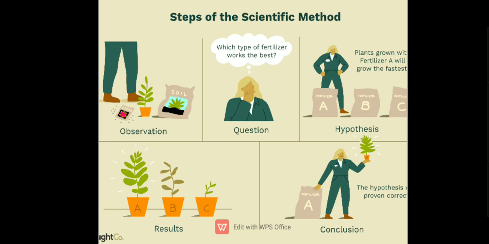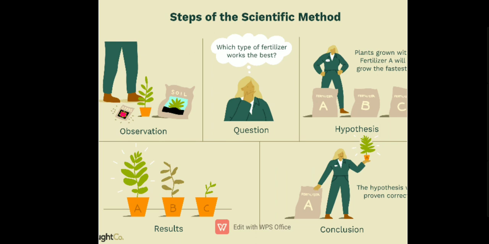The first step is observation, right? A person has observed that he has given soil and seeds to grow a plant. So a question has come: which type of fertilizer works best? The person wants to grow a plant, and now the question arises: which fertilizer should I give so that it will grow faster? He has three fertilizers: fertilizer A, fertilizer B, fertilizer C. So he has made a judgment, a hypothesis, that plants grown with fertilizer A will grow the fastest.